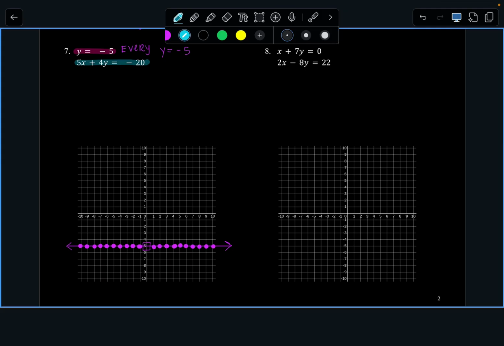Now, for this top one, subtract 5x from both sides. So 4y is still there. We have a -5x and a -20. Next, we have to divide everything by 4. So y equals -5/4 x -5. So we're going to start down 5.